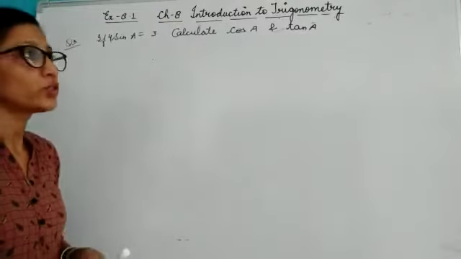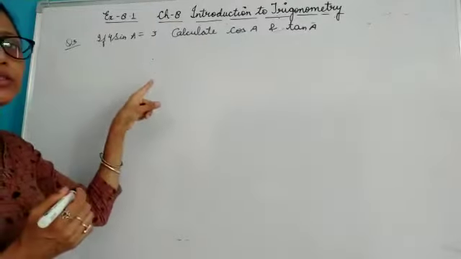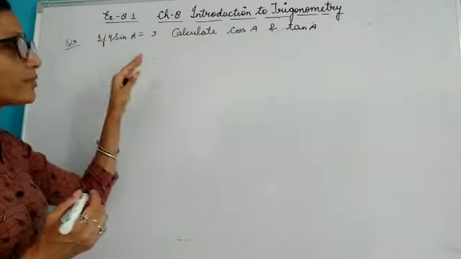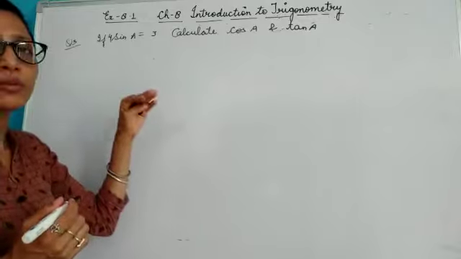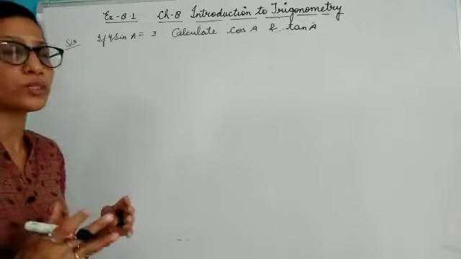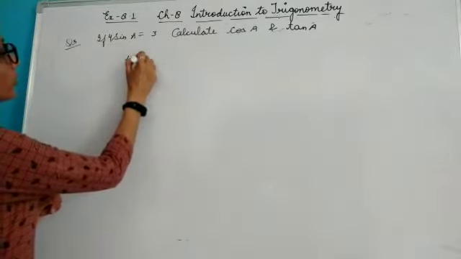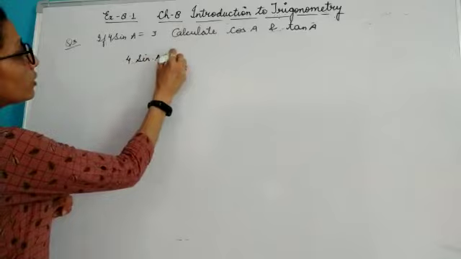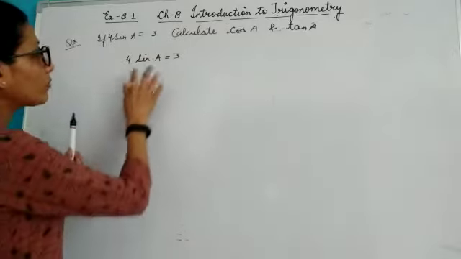Let's see this question, children. I have changed this question a little bit because this is given in your NCERT in some other form, and I have changed it so that with the help of this question you can do your next question. If your question is given like this, 4 sin A equal to 3, then you always first find out the value of sin A.